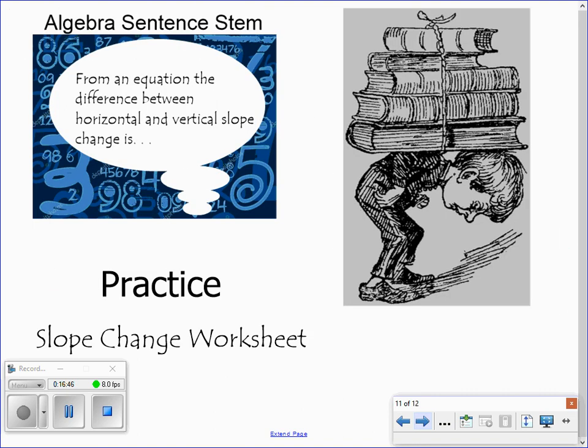Okay, before watching the next video, what I would like for you to consider is how we know the difference between horizontal and vertical slope change.